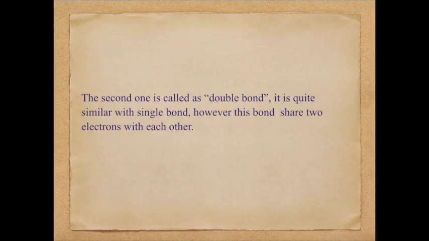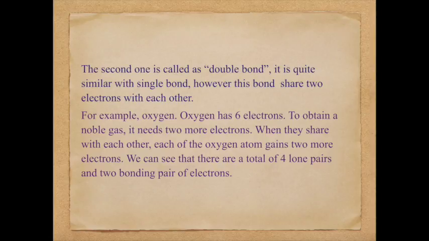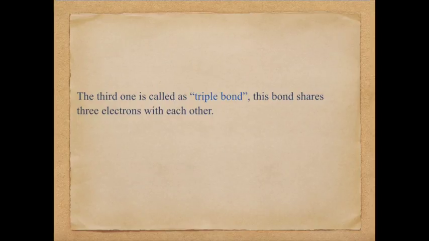The second one is called a double bond. It is quite similar to a single bond, however this bond shares 2 electrons with each other. For example, oxygen. Oxygen has 6 electrons. To obtain a noble gas configuration, it needs 2 more electrons. When they share with each other, each oxygen atom gains 2 more electrons. We can see that there are a total of 4 lone pairs and 2 bonding pairs of electrons. The third one is called a triple bond. The bond shares 3 electrons with each other.